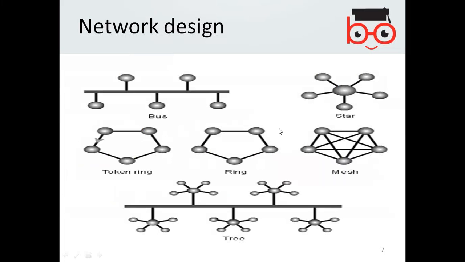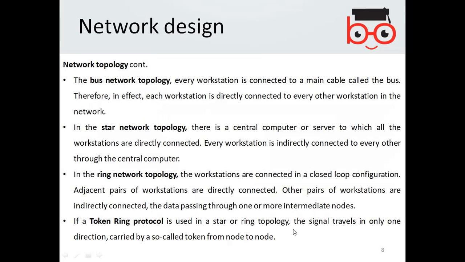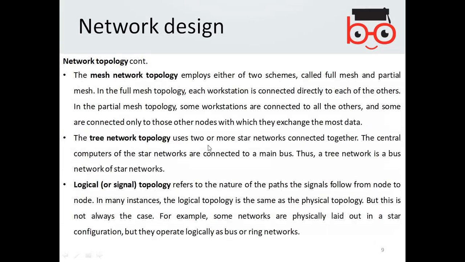We discussed the different types of topologies like bus, token ring, mesh, star and tree. And obviously every topology has some advantages and disadvantages. So we have already discussed these topologies in a previous lecture. We will go further onto the next slides.